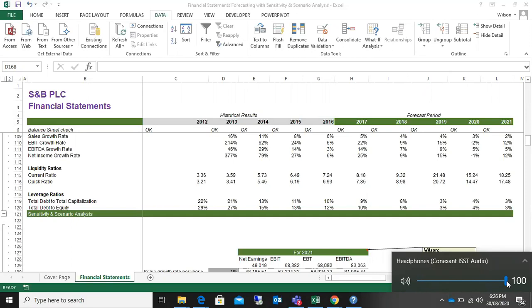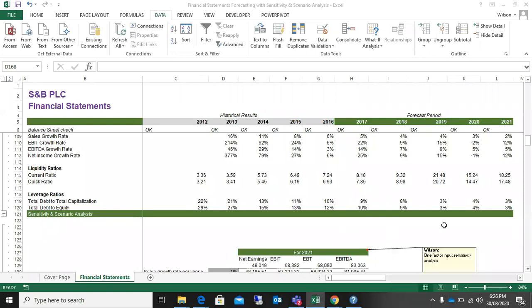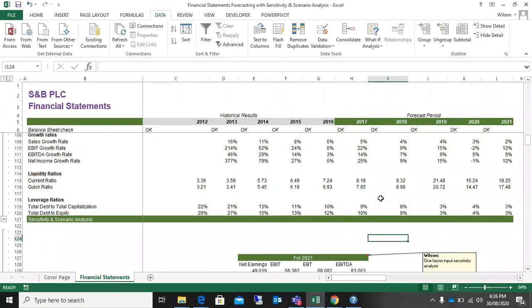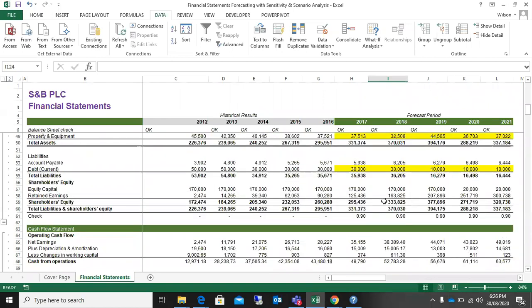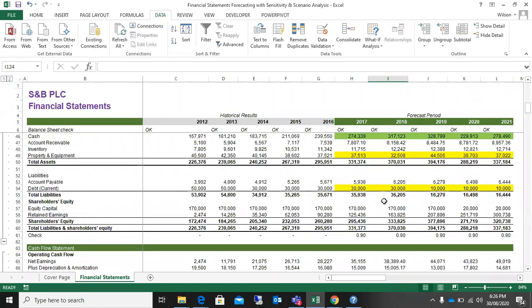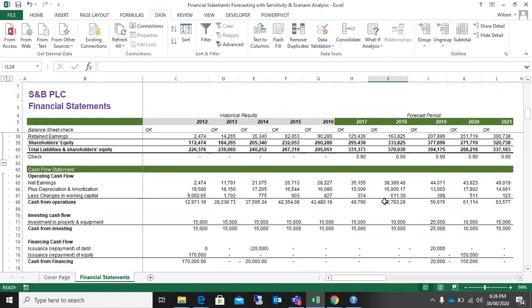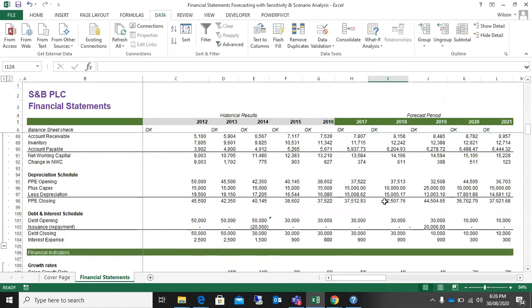Did you get that? Yeah. Can you repeat that question? I said the supporting schedule. Is that our workings for some key figures?